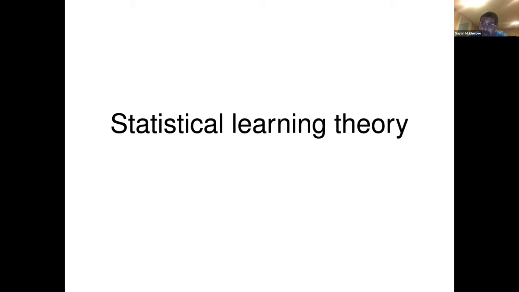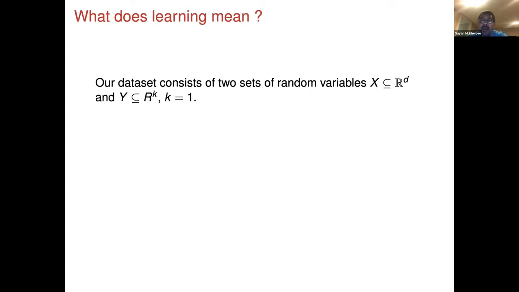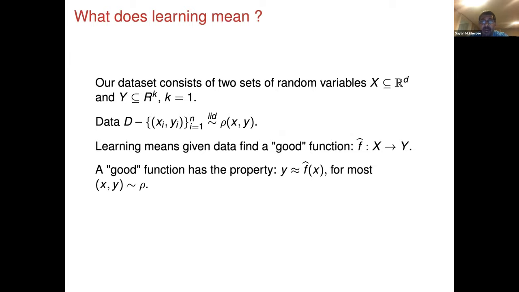learning theory. The classic regression setting is I have a set of random variables X and Y. Let's say Y is univariate. And so I'm getting data from a joint distribution. These are all drawn IID. And what do I often want to do? I want to estimate a good function. And what's a good function? It's an accurate map from X to Y. So for most data sets being drawn from the joint distribution, Y should be about equal to F of X.